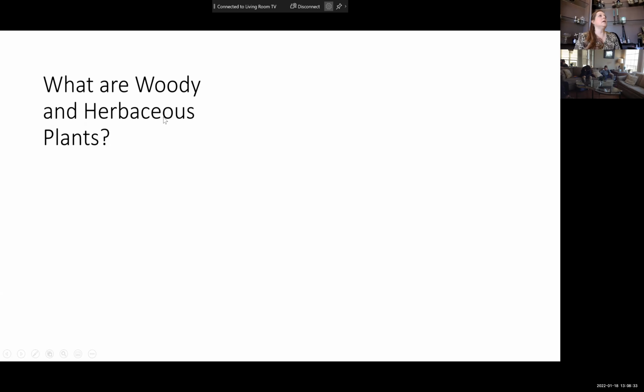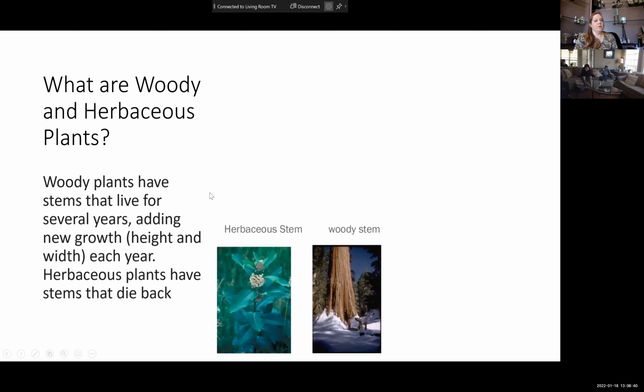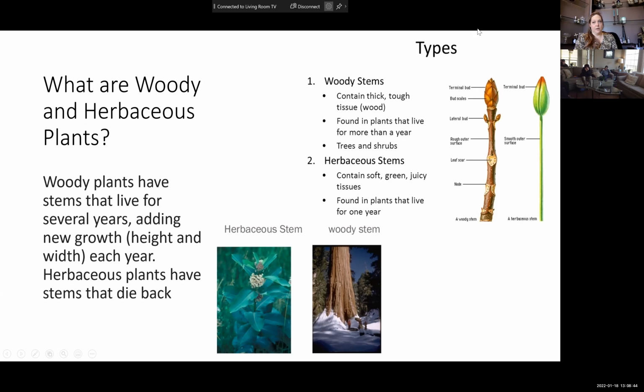So what are woody and herbaceous plants? Okay. Woody plants have stems that live for several years. They add new growth, height and width each year. Herbaceous plants, on the other hand, have stems that die back. So your herbaceous plants are things like this, the green stems, not woody, not rigid. Squishier, you can crush it if you stepped on it.